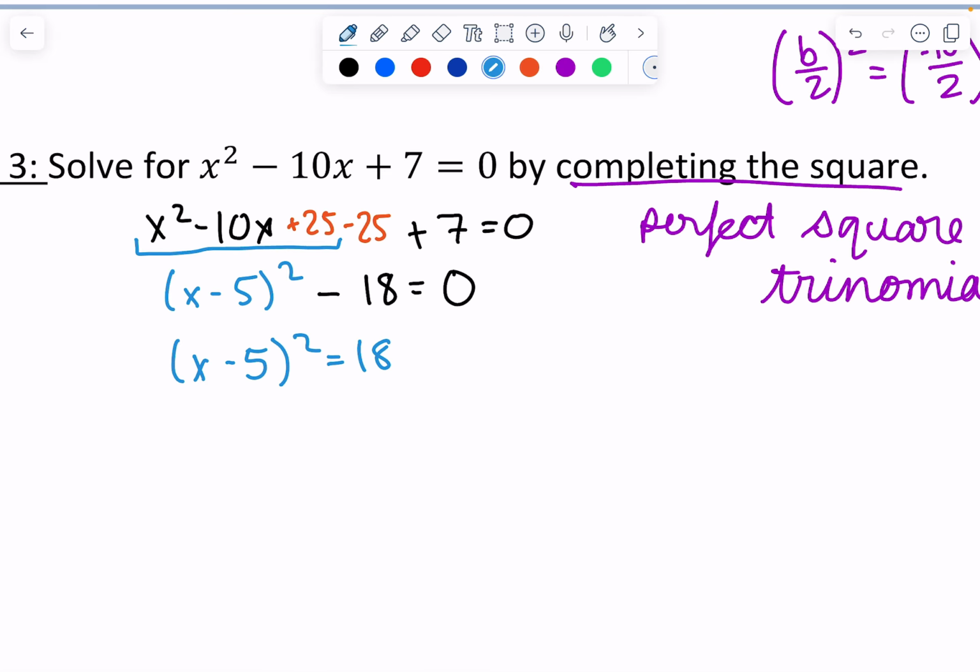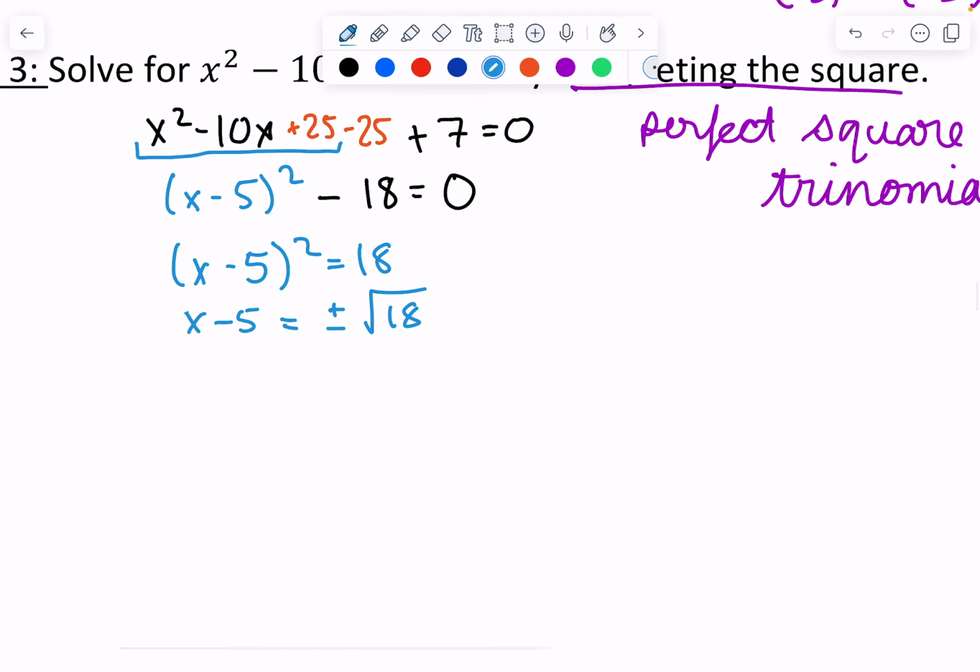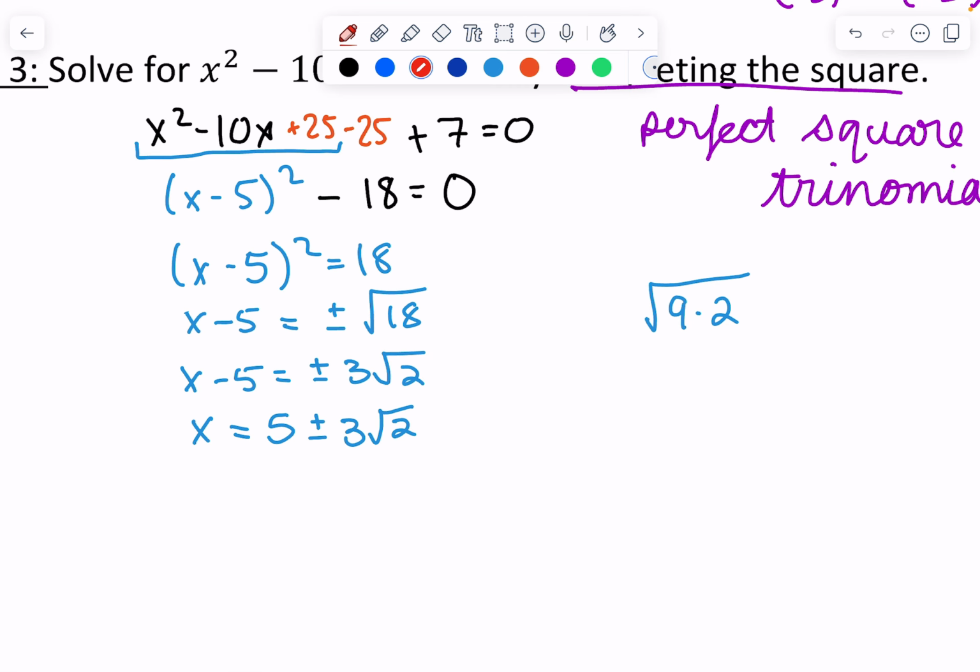I'm going to square root both sides. Remember that when you do that, you have to add a plus or minus to one side. I'm not going to leave the square root of 18 like that. I have to simplify it. So just remember that 18 could be broken up into 9 times 2, and the square root of 9 is 3. So that means we have x minus 5 equals plus or minus 3 root 2. And now I add 5 to both sides and get 5 plus or minus 3 root 2 as my final answer.